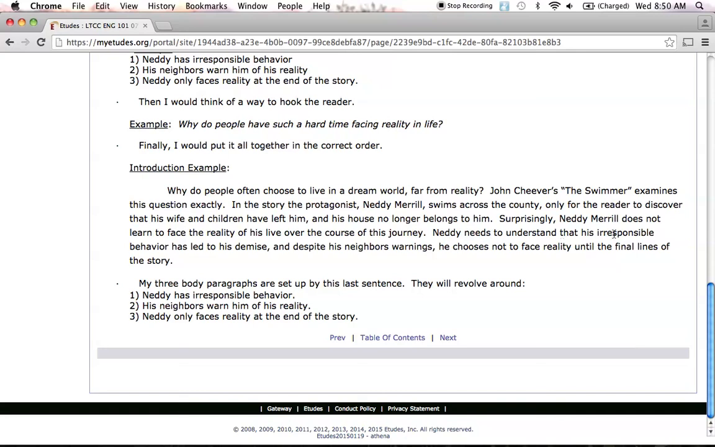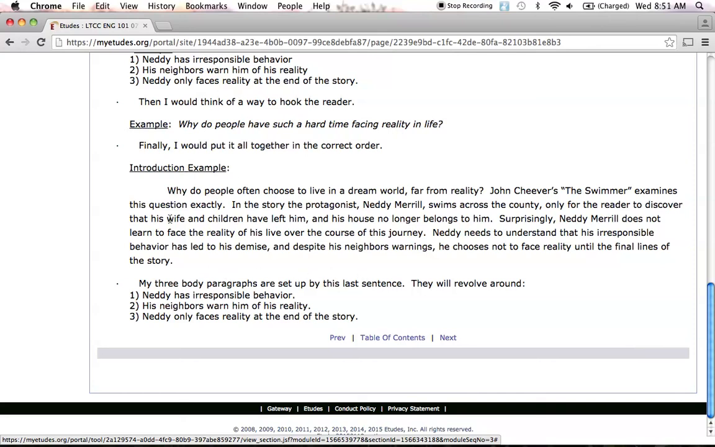Neddy needs to understand that his irresponsible behavior has led to his demise. Okay, so that's the first body paragraph, irresponsible behavior. And despite his neighbors' warnings, second body paragraph, he chooses not to face reality until the final lines of the story. Okay, so that's the third body paragraph, that he doesn't learn his lesson throughout the course of the journey. It's in his face at the end when he can't get in his house.